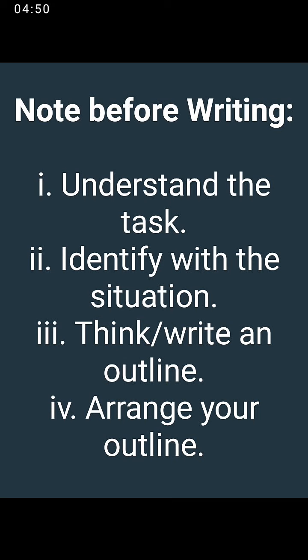You have to understand the task before even thinking of writing it. It is when you understand what you have to do that you can swing into action successfully. So first, you have to understand the task. Number two, you identify with the situation. This is one vital technique every student who wants to write well must employ. It is not a situation for you to feel like, okay, I am not in this situation, I don't want to write this and all. No. You must be able to put yourself in that situation.